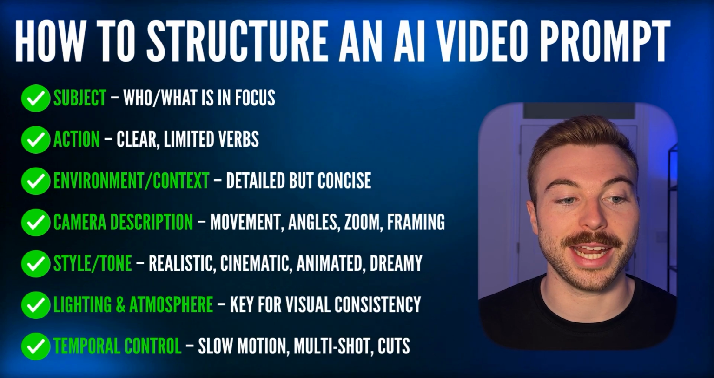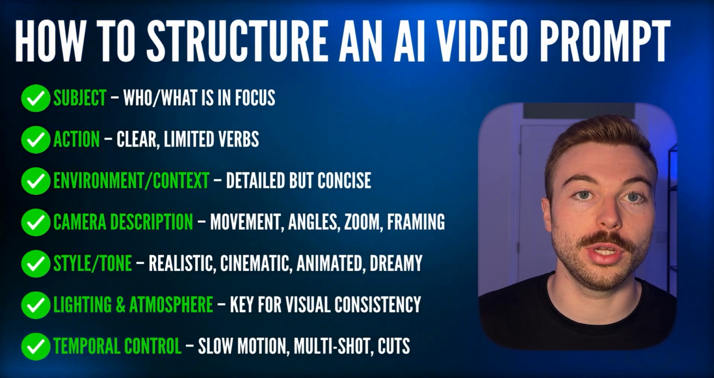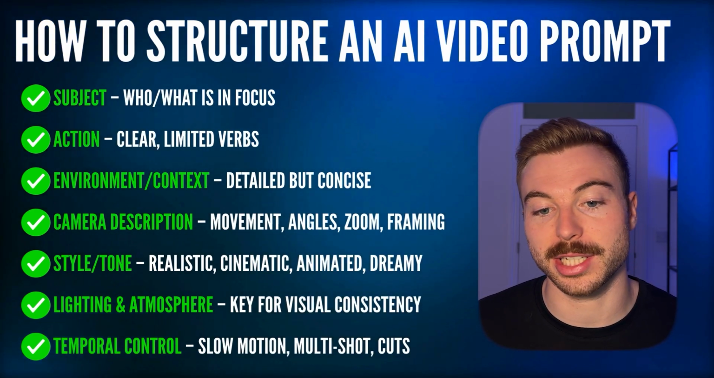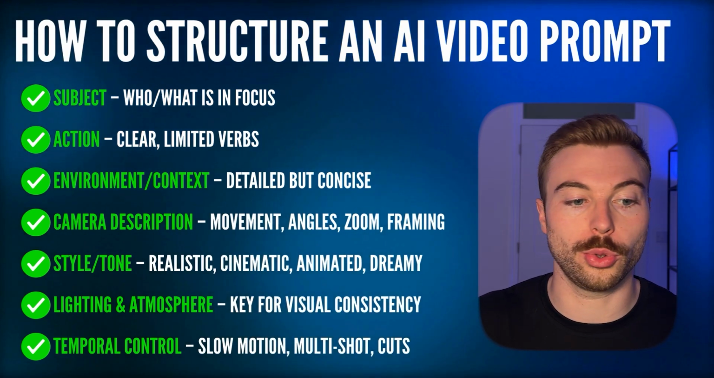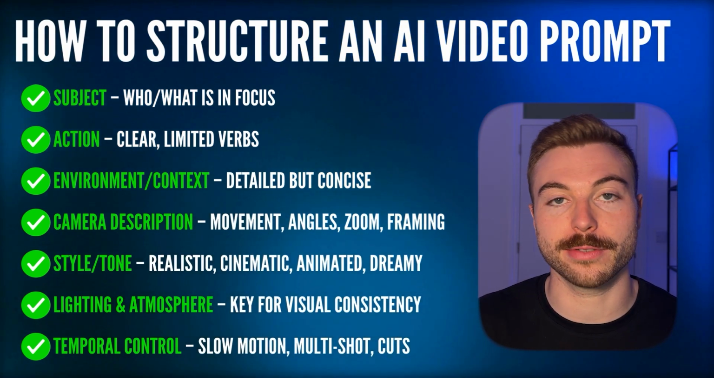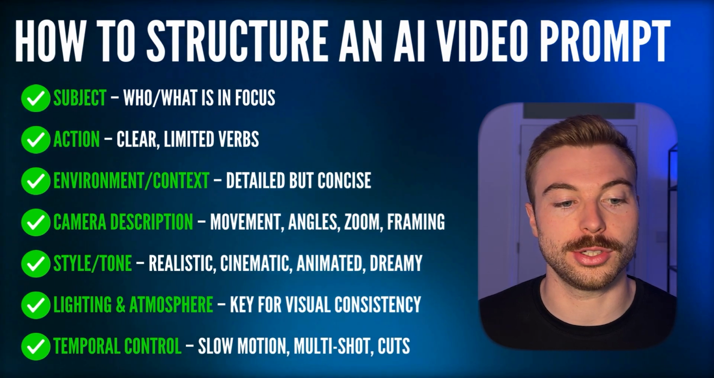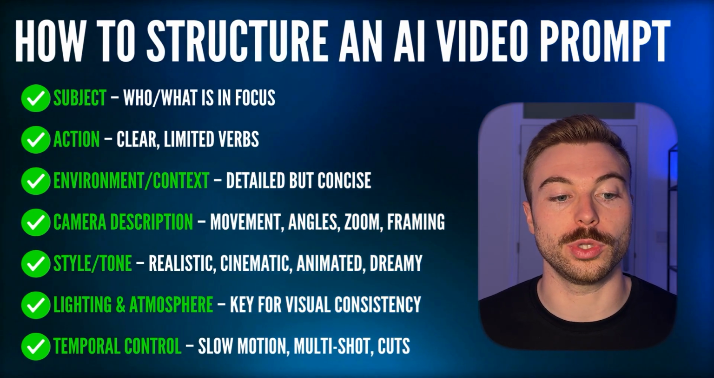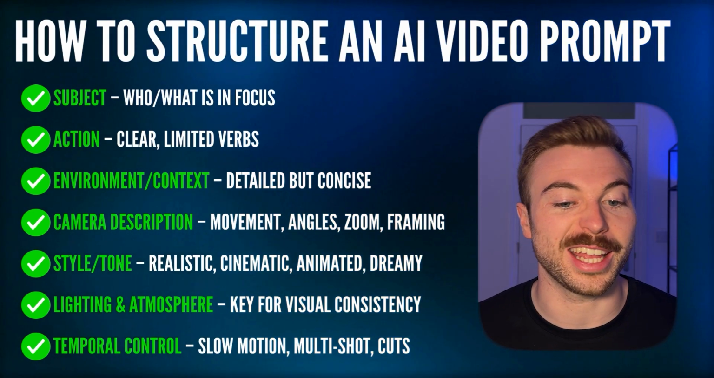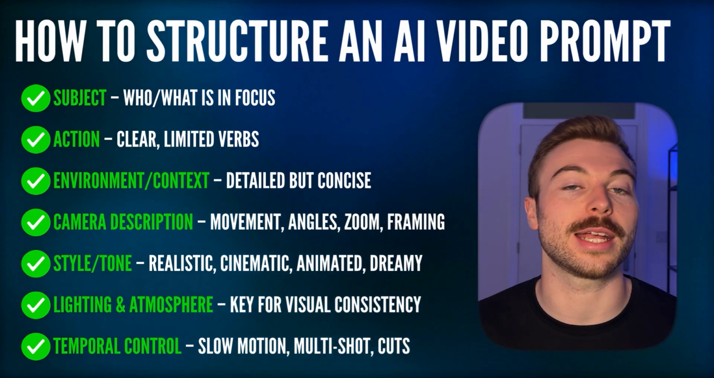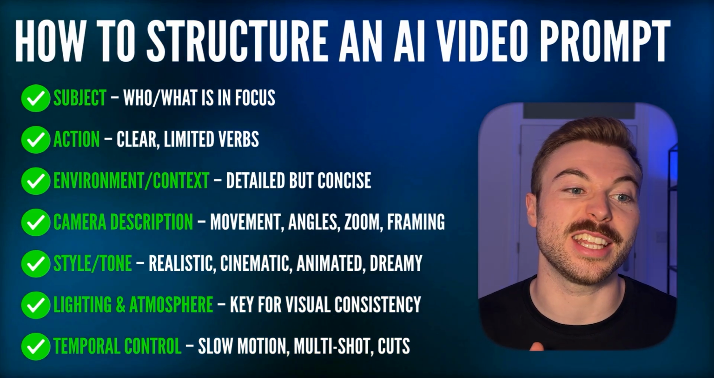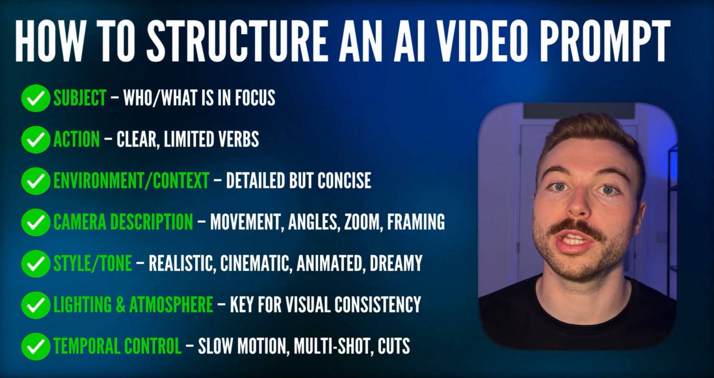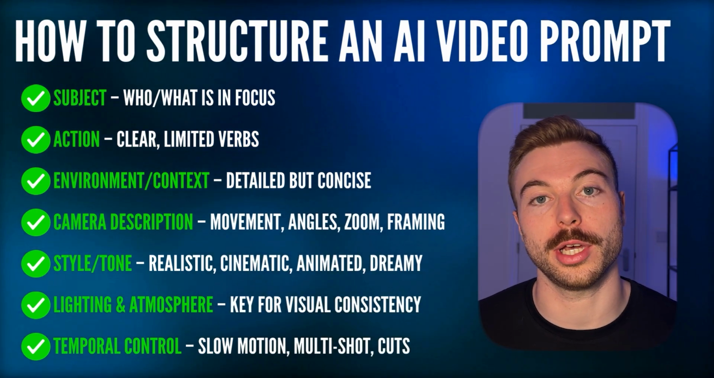We're also saying anything around the style and tone, and that realistic, cinematic, animated, dreamy style that maybe we want. We're also calling out any lighting and atmosphere, which is really key for our consistency. And then last of all, we're doing temporal control. Again, that's slow motion, multi-shots and cuts as well. But that's one of the great features about Higgsfield AI, is they've already included some of this within those camera motions that we chose a bit earlier on.